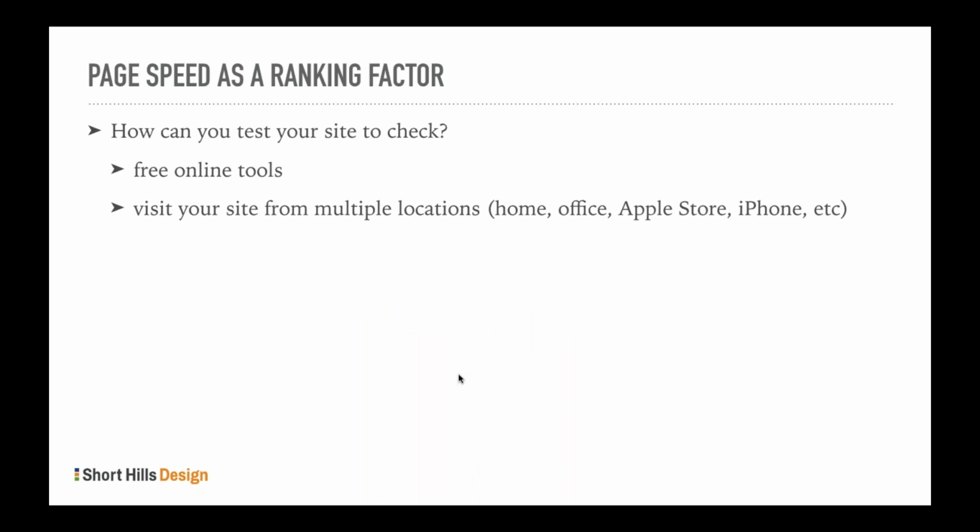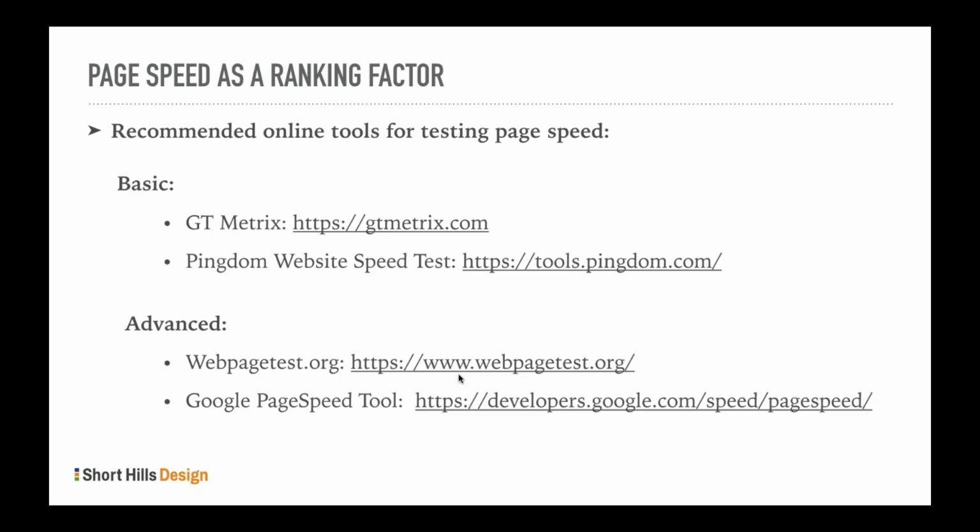And the question is, how can you test your site to check? That's really easy. There are some free online tools that we'll talk about in a minute, but you can also visit your website from multiple locations. You can go from your desktop at home, your desktop or your iPad in the office, the Apple Store, the Microsoft Store, while you're on the train or the subway, whatnot. By using multiple locations and different devices, you'll start to get a feel, as a human: is this slow? Is this fast? Compared to other sites that you're used to visiting.